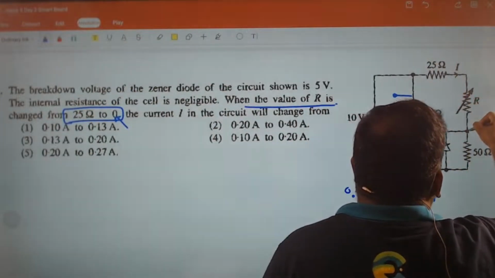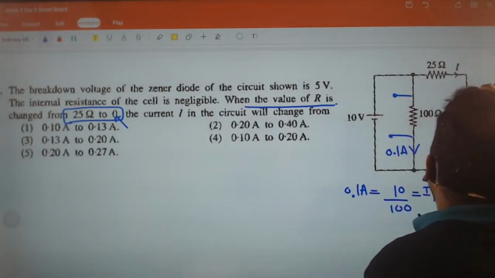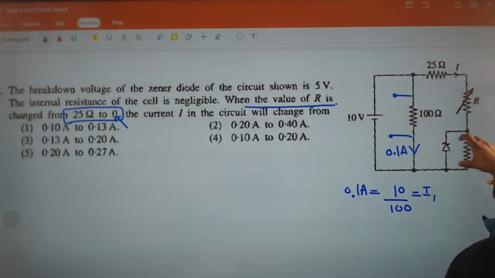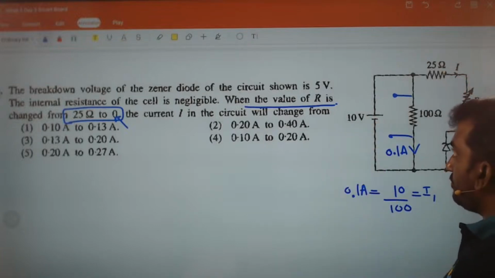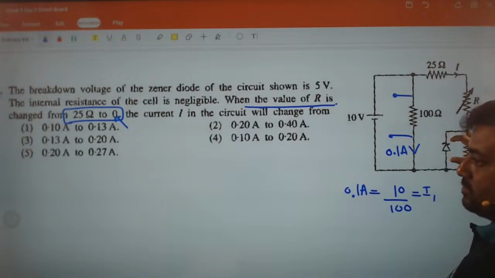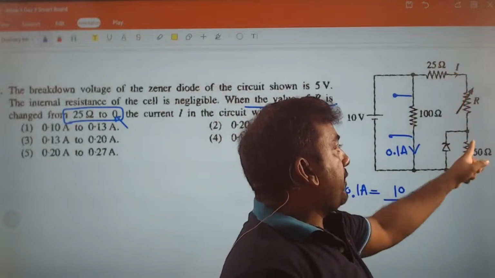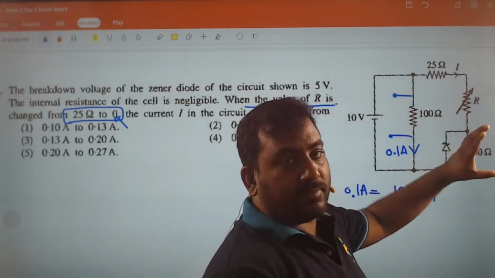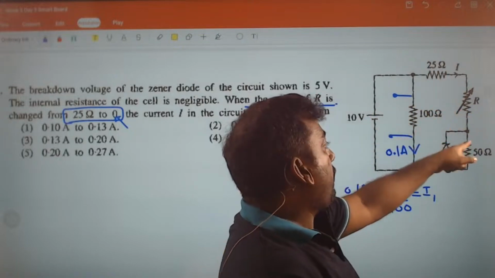Current will pass through this and the voltage is checked. The greater the voltage on top, the lesser the voltage here. If this is 25 and this is 50, it is a divider. 5 volt, 5 volt. If this is 0, this is 50, and this is 25, the voltage here is more. Understood? Here 25 and here 50, the voltage will divide equally, so the voltage there will be 5 volt, 5 volt.